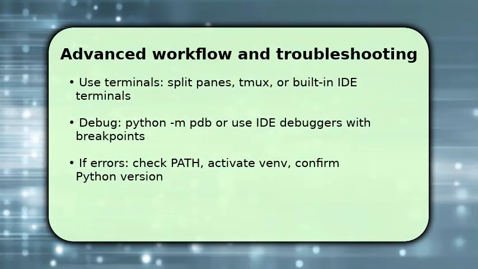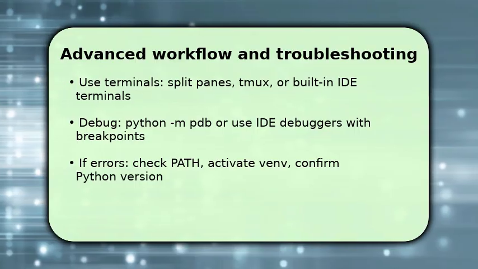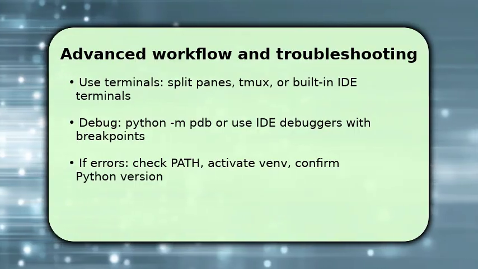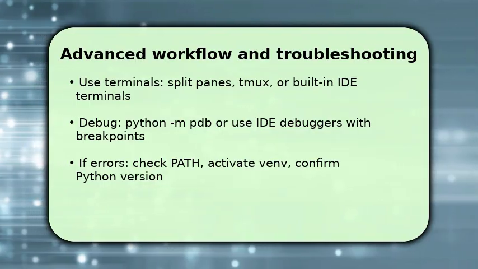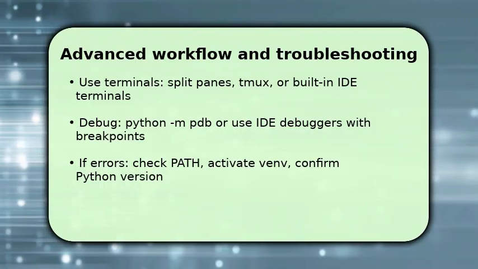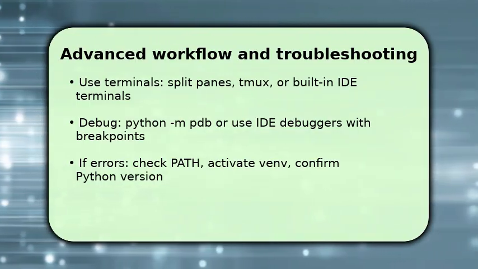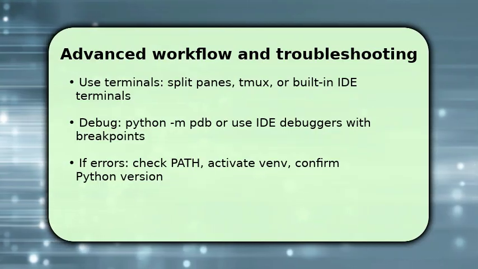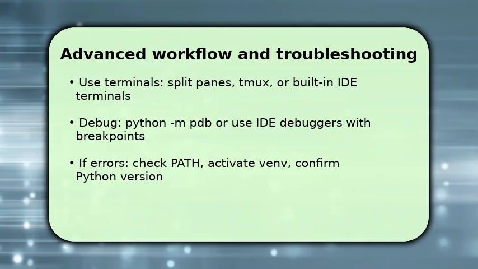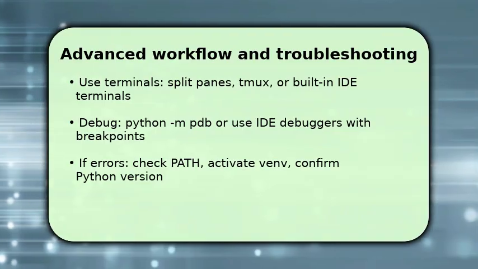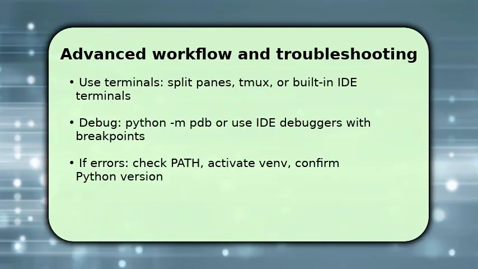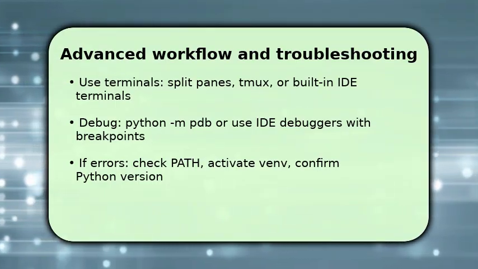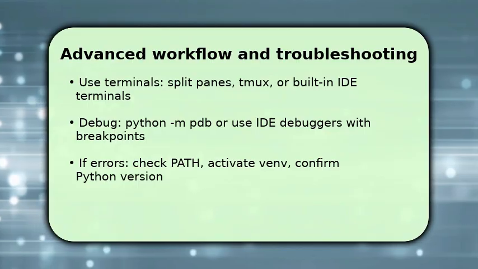Use split panes, tmux, or your IDE's terminal to run tests and servers simultaneously. That keeps context visible. For deeper issues, use python -m pdb or an IDE debugger to step through code and inspect variables. If something breaks, first verify which Python runs, using which python or where python, ensure your virtual environment is activated, and confirm package versions with pip freeze. If necessary, recreate the venv to eliminate corruption.